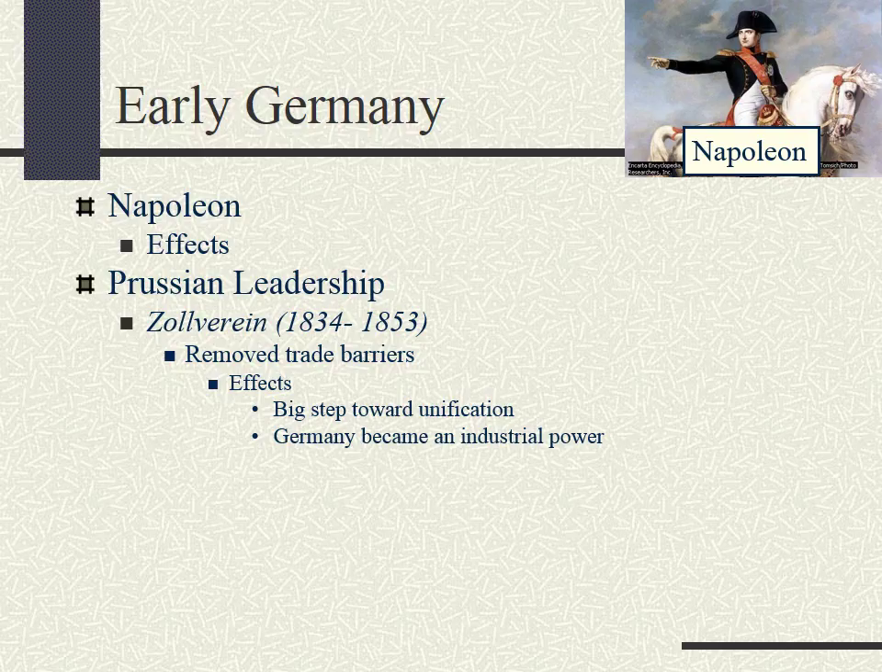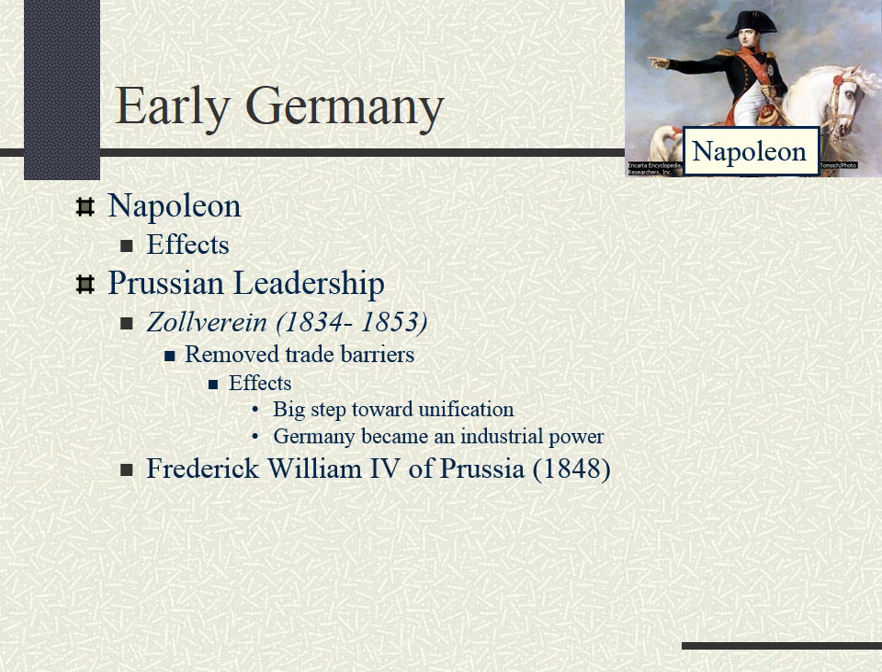There were no taxes to trade between German provinces, and this is huge because once you have an economic union, it allows for a political union to become a little bit easier. And this also then allows Germany to become a major industrial power. It's not until later in the 1860s, 70s, and 1880s where Germany becomes one of the leaders in steel production in the world. And it's all because of this Zollverein.